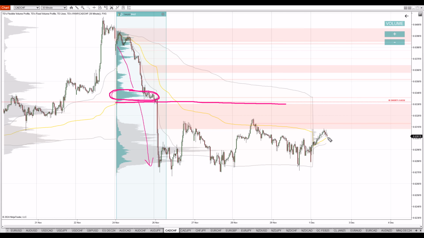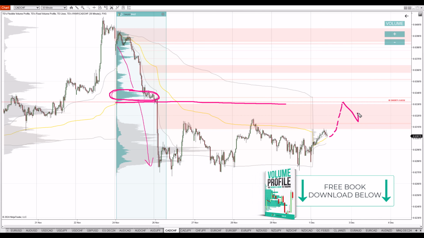Alright, so when there's a pullback to this level, chances are that sellers from this place will want to defend this heavy volume zone and push the price downwards from there again.